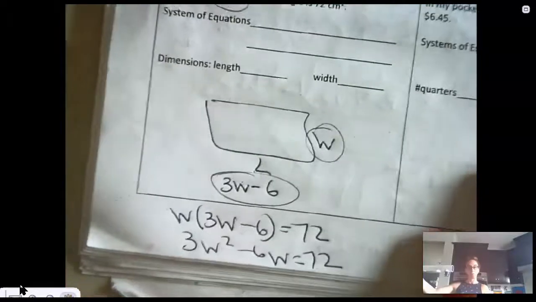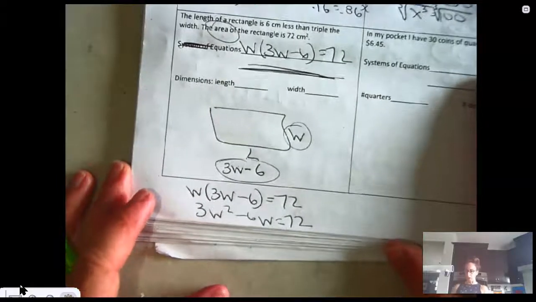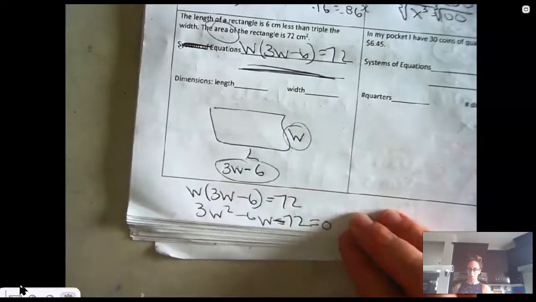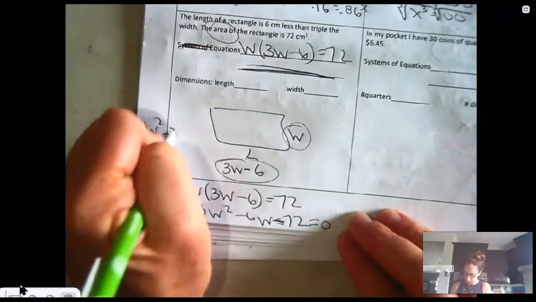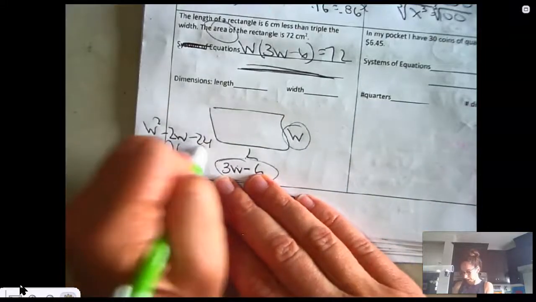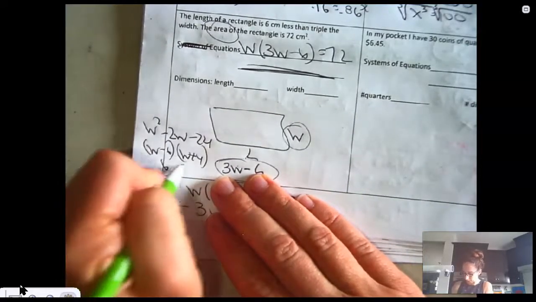Set it equal to 0. I'm obviously out of space. This isn't really a system of equations. I think I would just go like this. And it's not a system. A system means more than one. Okay. And then I would set it equal to 0. Then I would divide by 3. Then I would magic exit. And I get 6 and negative 4.